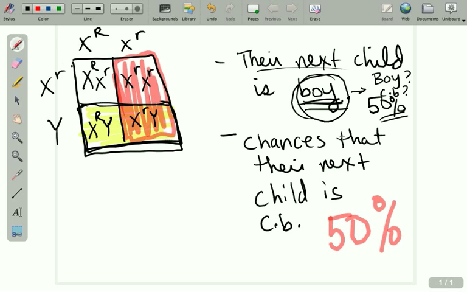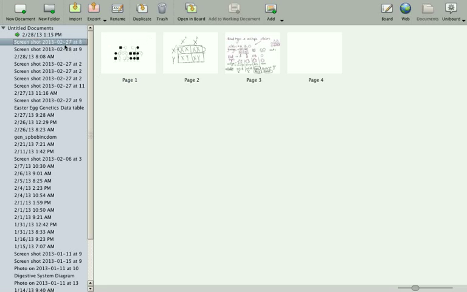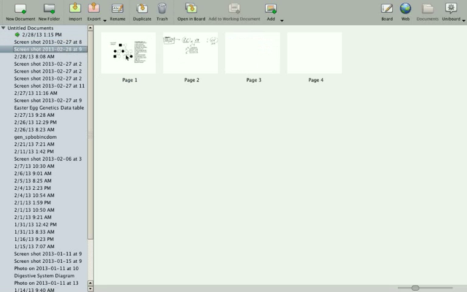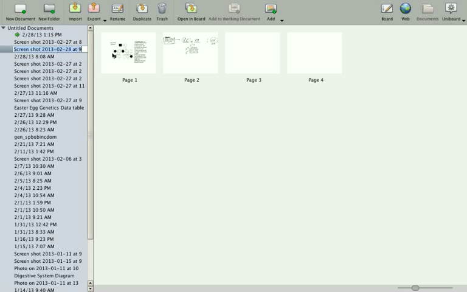So sometimes you use the whole Punnett square, and sometimes if I just say boy or girl, you just look at half of it. Be ready for that. One last thing to show you is another pedigree. Let me show you this pedigree. Where is it at? Is it that one? This one right here.